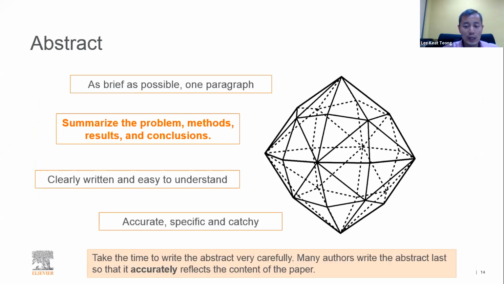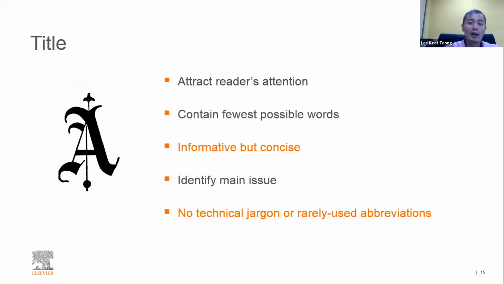Many authors write the abstract last so that it accurately reflects the content of the paper. Because if people are not attracted by your abstract, they will just put down your paper and not continue reading, just like a reviewer, right? And title, finally, make sure your title is again reflective of the content of your article, okay?